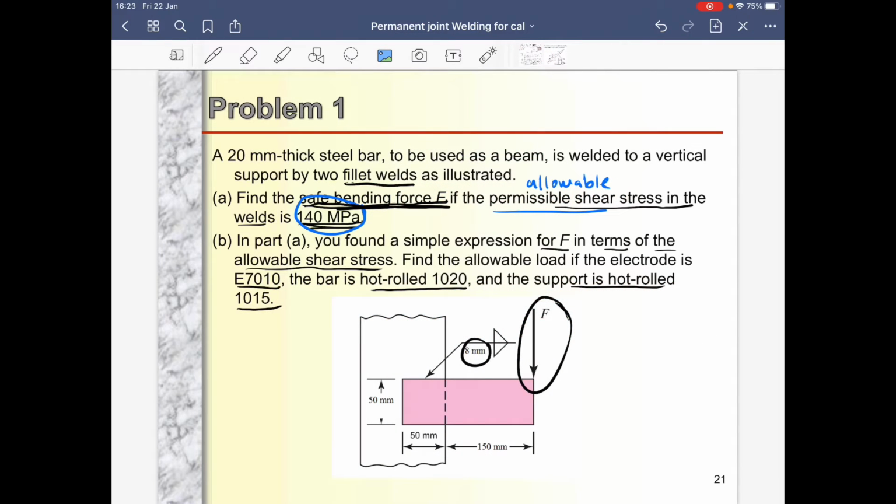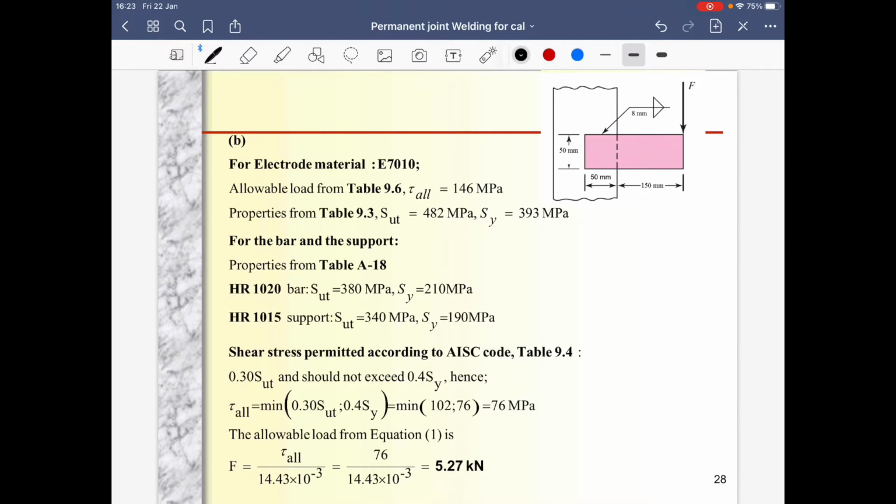For the second question in this problem, the question asks us what is the allowable load if the electrode is E7010, bar roll 1020, and the support is 1015. So firstly, you write down all the properties related in the question. I put the diagram again for us to refer.